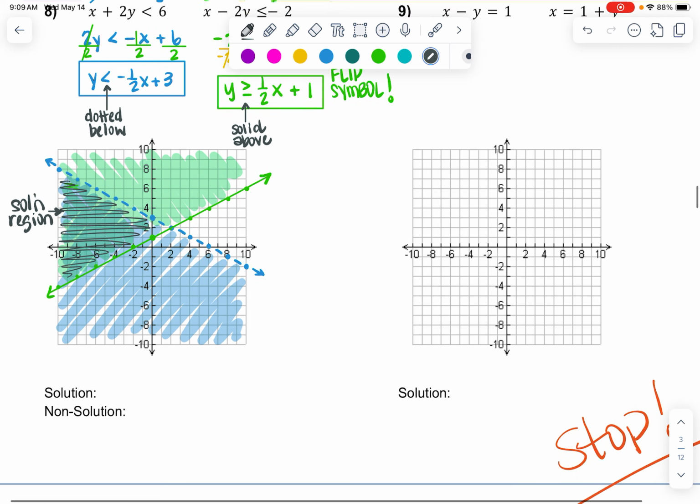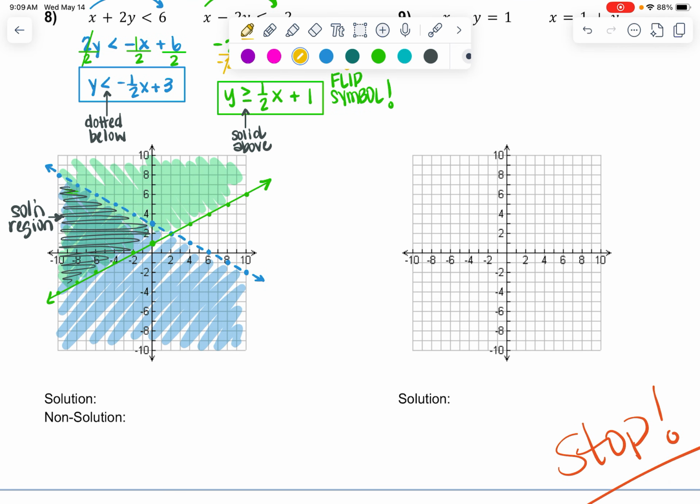So when they ask us for a solution and a non-solution, I just need to pick some point. It does not matter which one. Well, I'll just do negative 6, 2. Just jumped out at me. So negative 6, 2 would be a solution. And then a non-solution could be anywhere else other than that graph. It can be in the green, it can be in the blue, it can be in the white. It doesn't matter. I happen to notice here that the origin is not in the double shaded region, so I'll just use him.